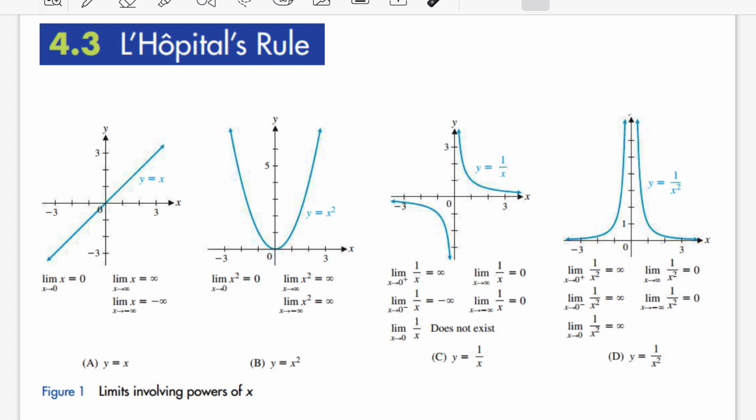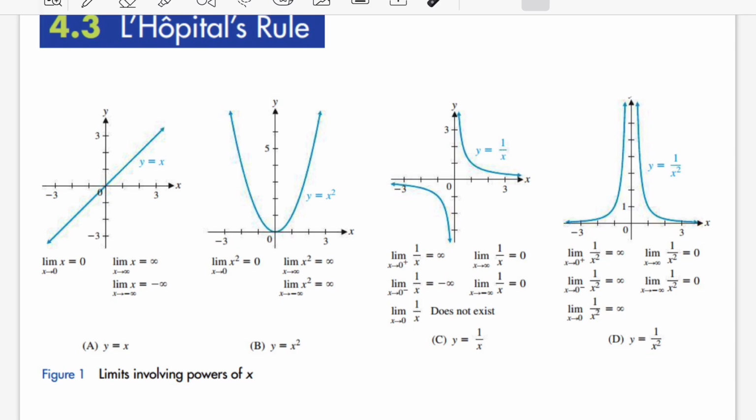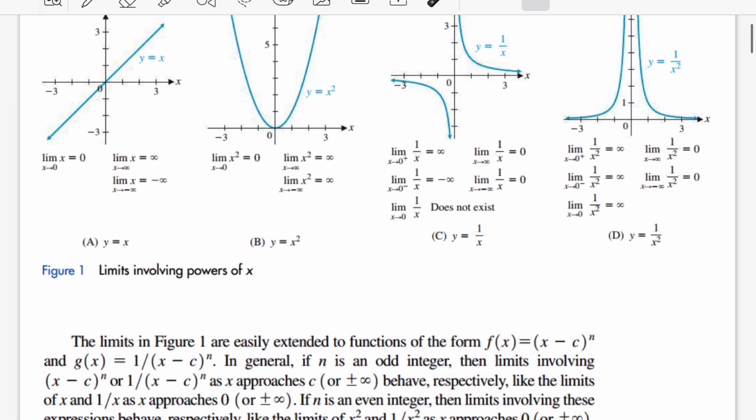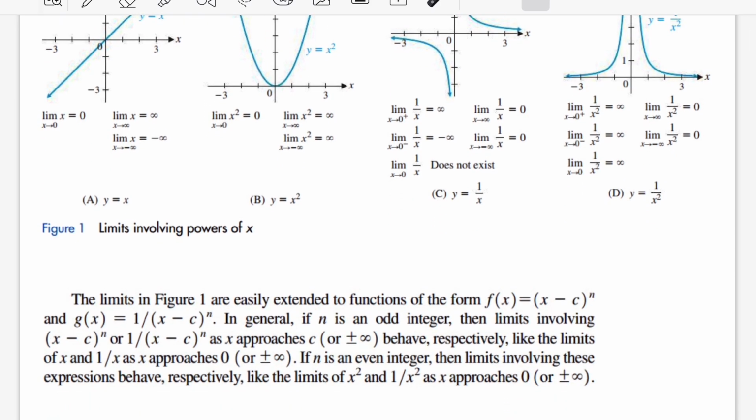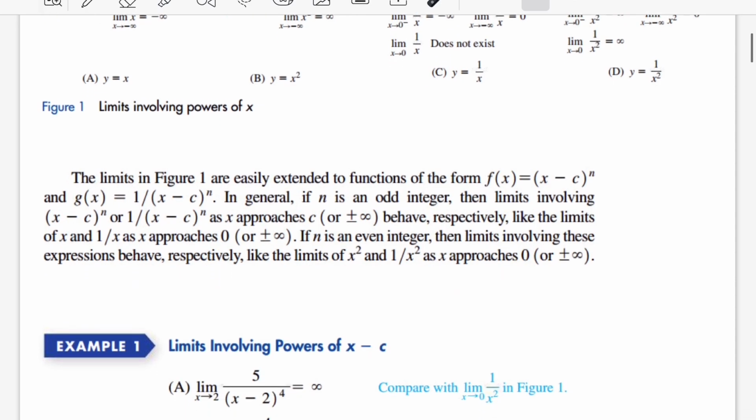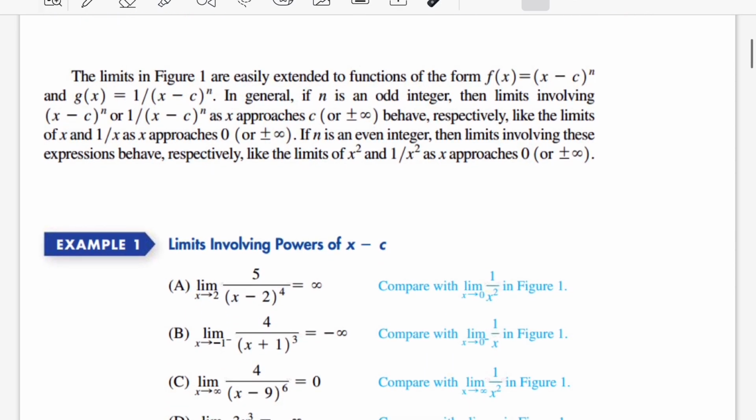Additionally, we saw that if we have this function here with the numerator on the top and our denominator is getting bigger and bigger, this limit is getting smaller and smaller here. Okay. So we saw all of this in previous sections. And these limits can be easily extended to functions of this form or this form in here. And so this is an example of that.